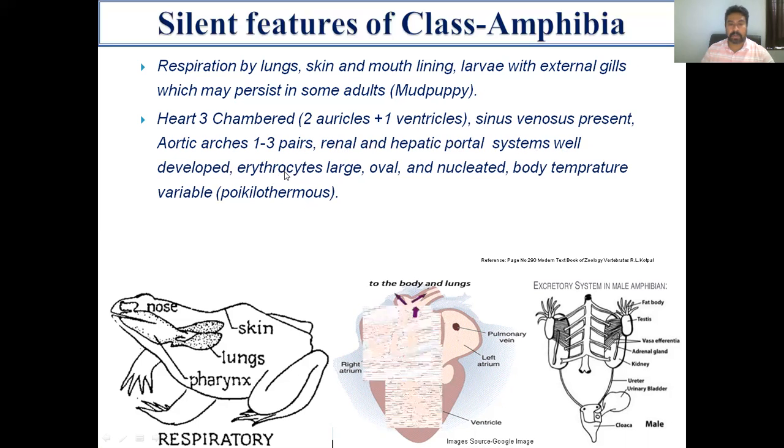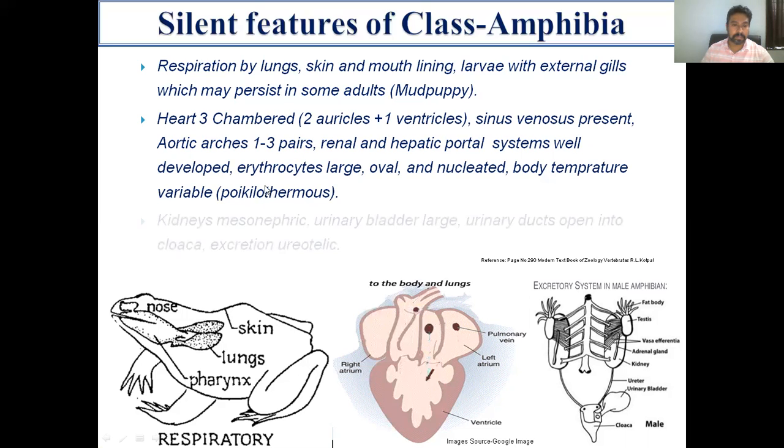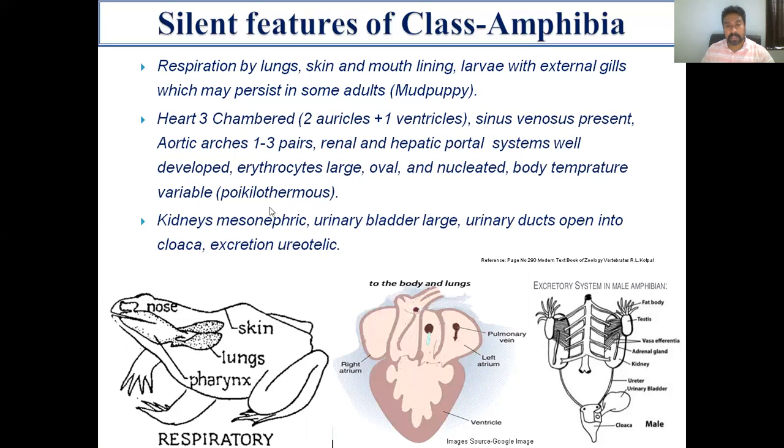Erythrocytes, which are the red blood corpuscles, are large, oval in shape, and nucleated, having a nucleus. Body temperature is variable. They are not able to maintain their body temperature. That term is poikilothermous. To explain them, if we talk about the excretory system, the kidney is mesonephric.